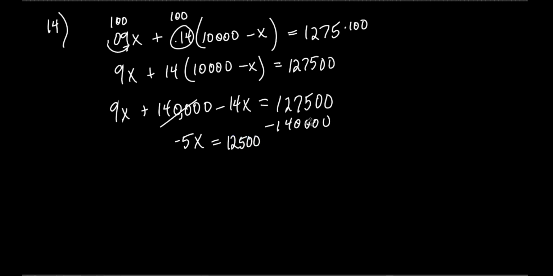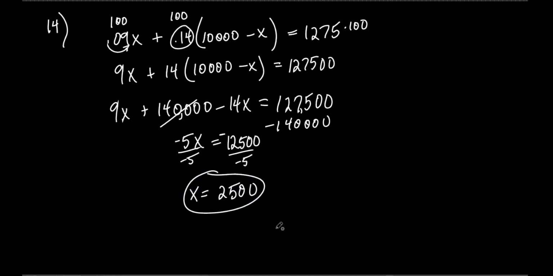When you do that subtraction right there, it's negative, by the way. Sorry, it's negative because 140,000 is bigger than 127,500. So you take the sign of the larger number, it's negative. Now you divide by negative 5, and it actually comes out nice and even. It comes out to 2,500. That's how you get that.